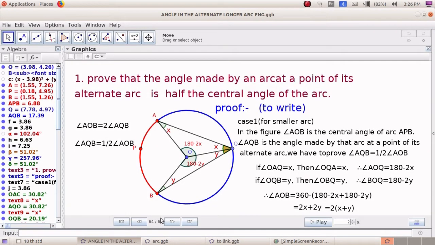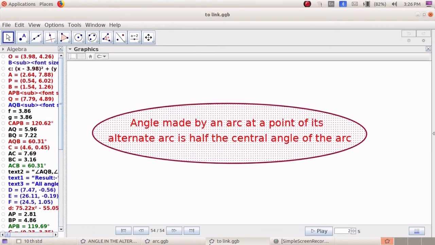Now let us write the result. Angle made by an arc at a point of its alternate arc is half the central angle of the arc. Write down this result in your notebook and put that one in a box. Very important result it is.